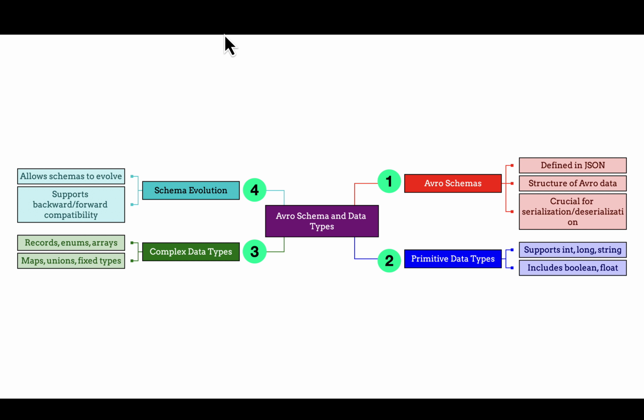4. Schema evolution. Avro supports schema evolution, which allows schemas to evolve over time. This feature is crucial for long-term data storage and backward and forward compatibility.